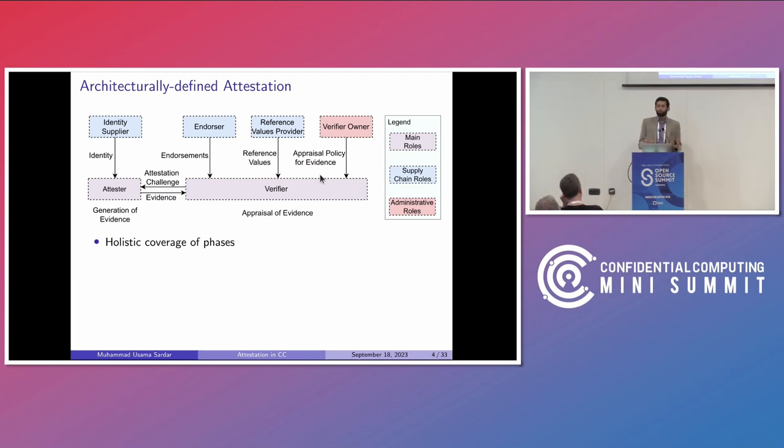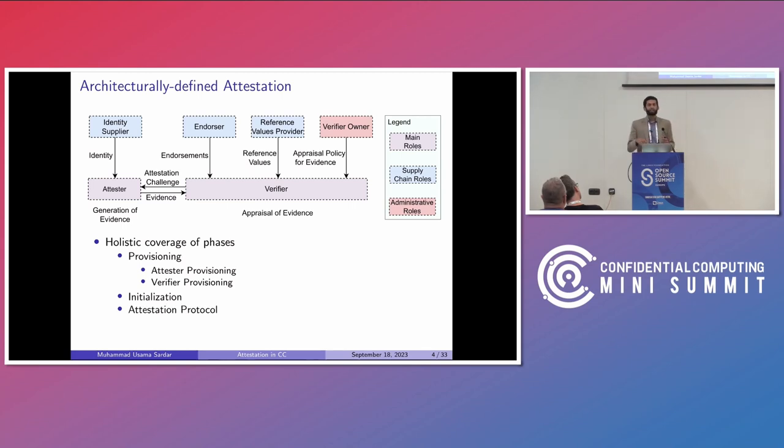So what we want to do here was the holistic coverage of all the phases that are included in attestation, starting from the provisioning phase, and that itself is of two types. Number one, attester provisioning, meaning that when an attester is provisioned with its identity, that can be anonymous or non-anonymous, and then the verifier provisioned with these endorsements and reference values and the policy. And then the initialization steps, some of the setup steps that are required for one time or not required every time, are part of this initialization step. For instance, getting an AK cert would be one of the examples in case of Intel.